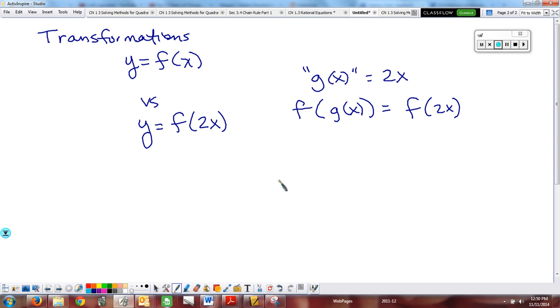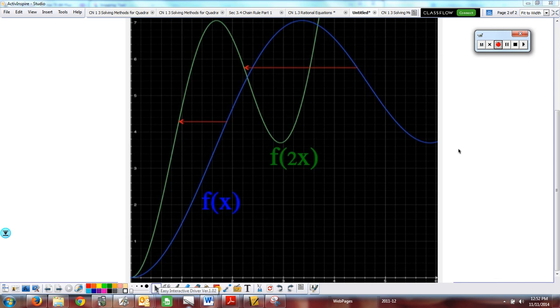What I want to do first is take a look at this graphically. So I'm going to pull up the calculator, and it doesn't really matter what the function is, so I'm just going to graph it and then show you the results of f of x and f of 2x, and I want you to think in your head what transformation is happening here. Alright, so here's our example. Like I said, it doesn't really matter what f of x is. Here's my f of x function in blue. And here's my f of 2x.